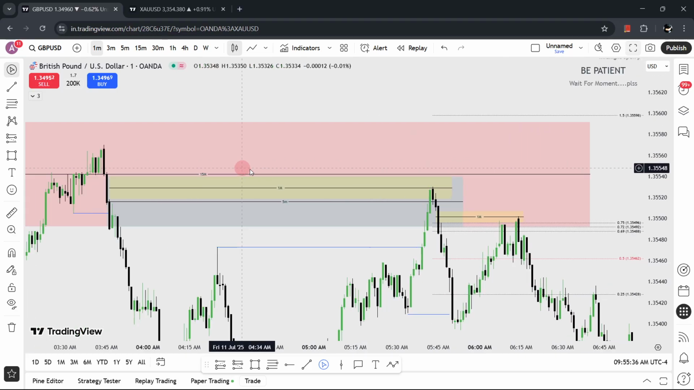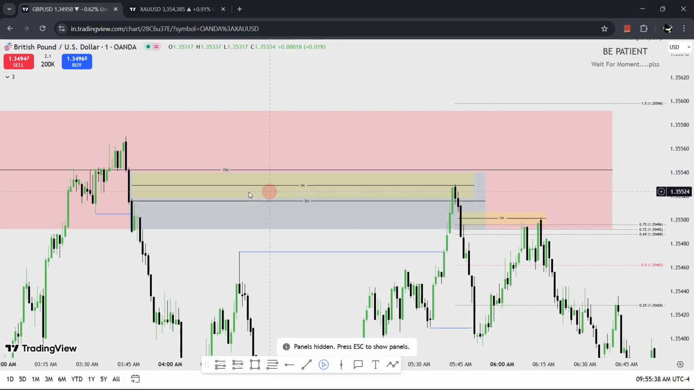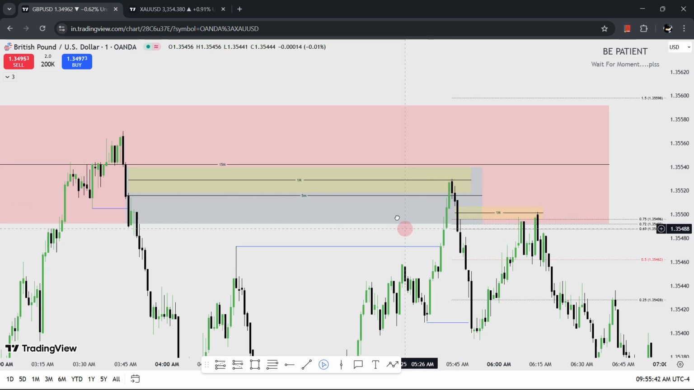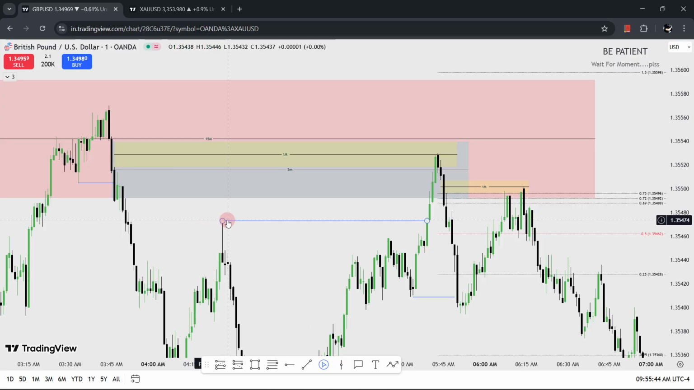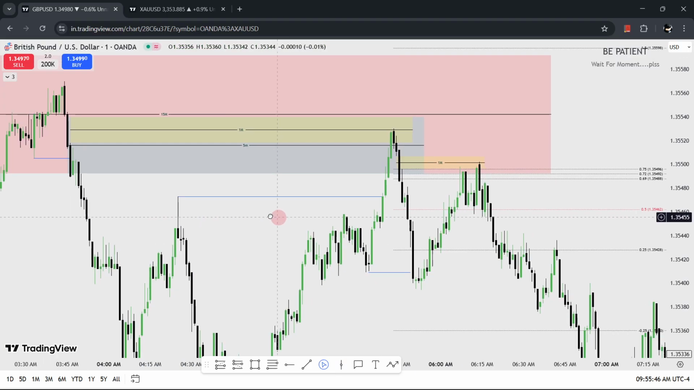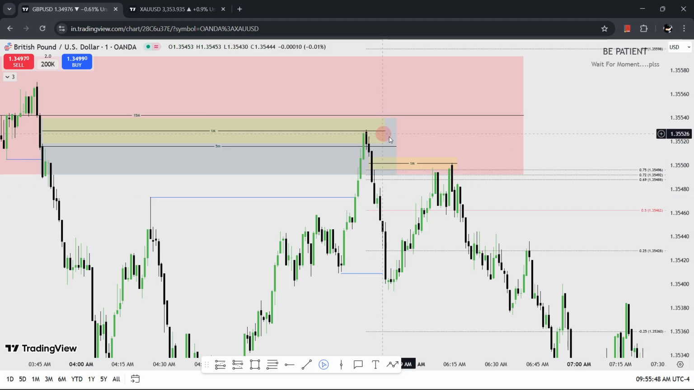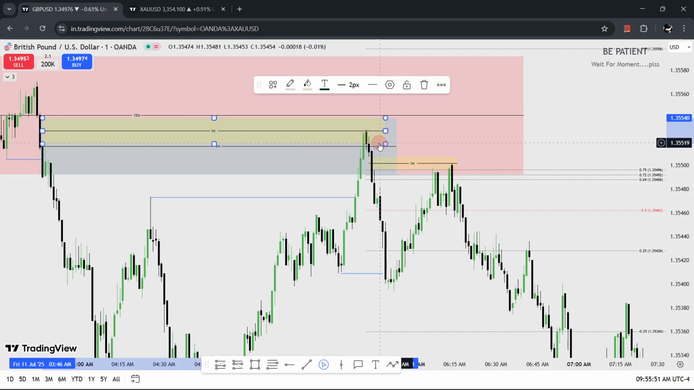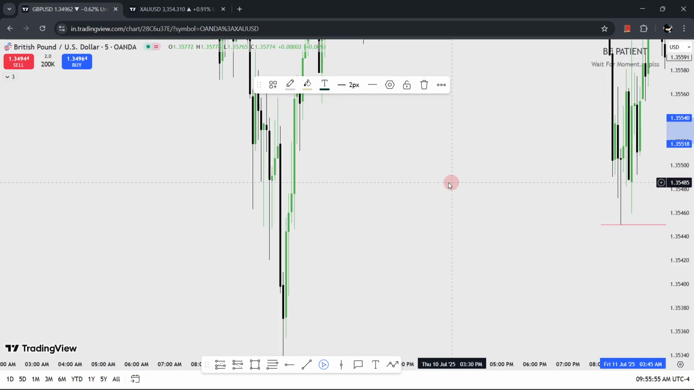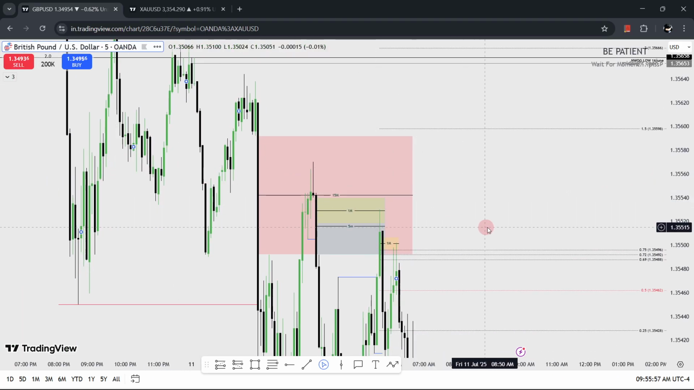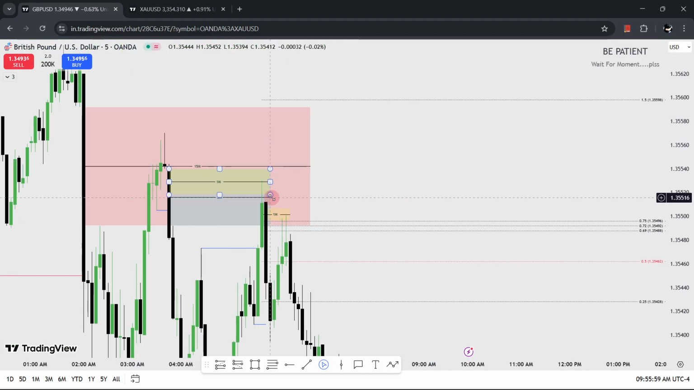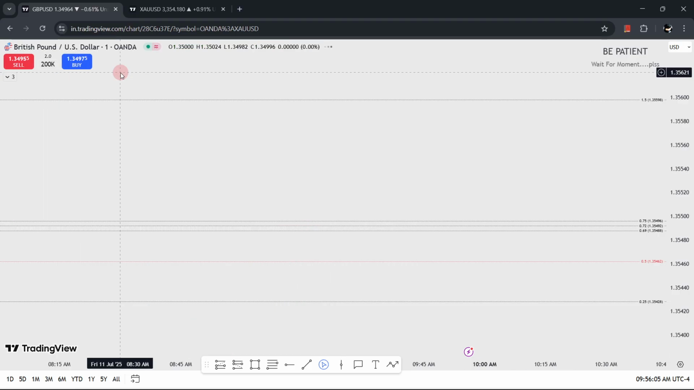So it came to that 1 minute fair value gap's upper quadrant, took out this high, which is considered a liquidity point or a POI, took out the high into this 5 minute plus this 1 minute fair value gap's lower quadrant. I think in 5 minutes also the body stayed inside the lower quadrant of the 5 minute fair value gap.